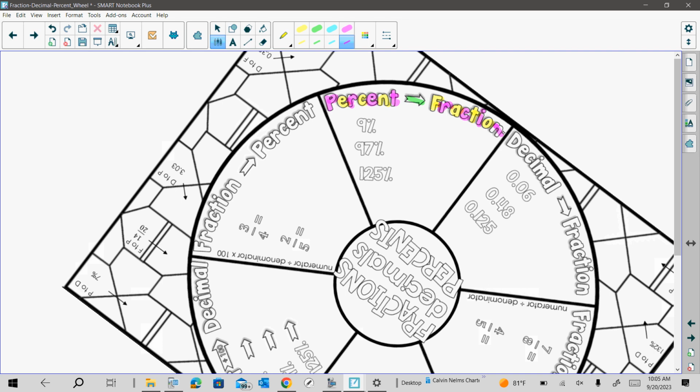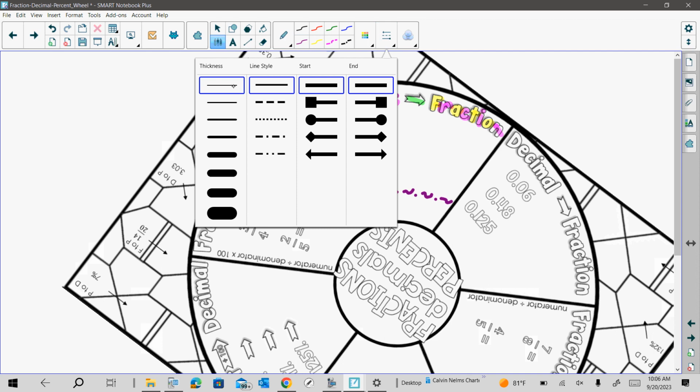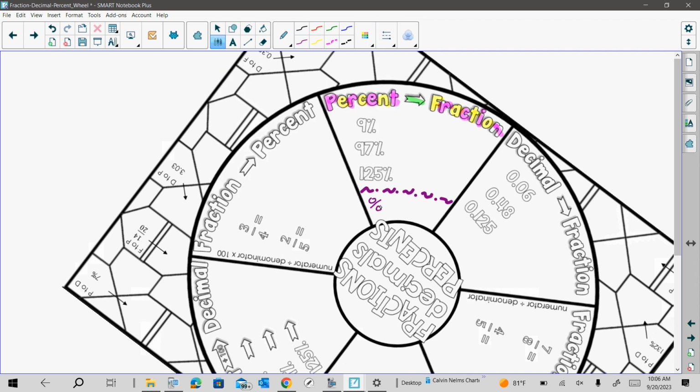So if we're going to go from percent to fraction, I'm going to add a little note down here. Let's go purple. Just take the percent, the number that's in front of the percent sign. Take whatever your percent is and put that number over 100. So it's the percent over 100. And then simplify.